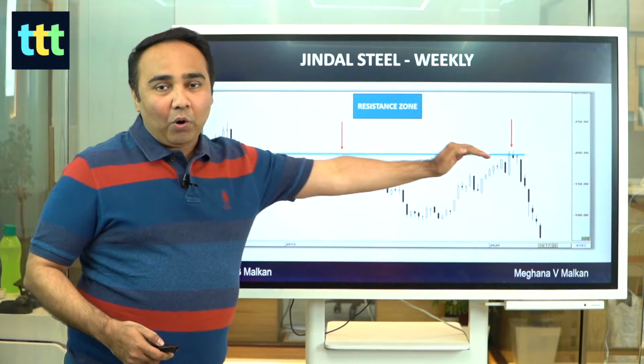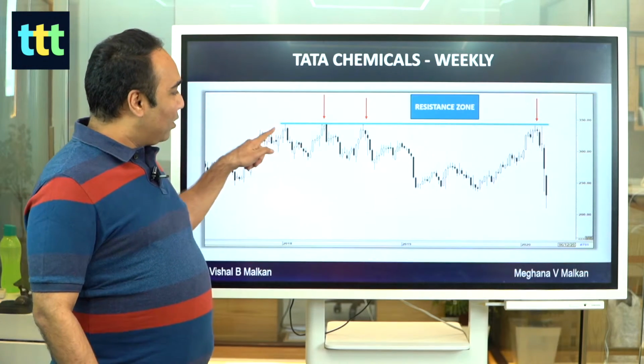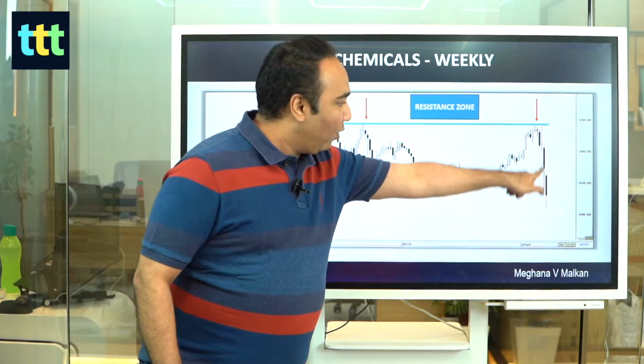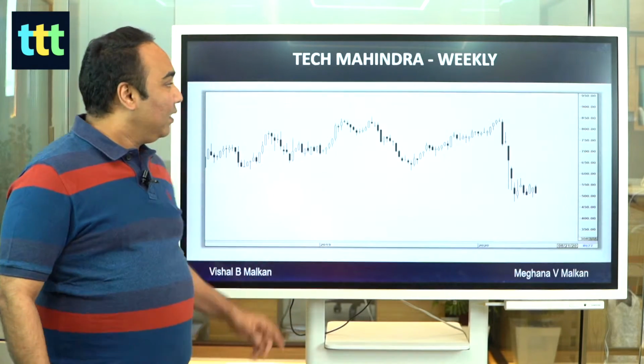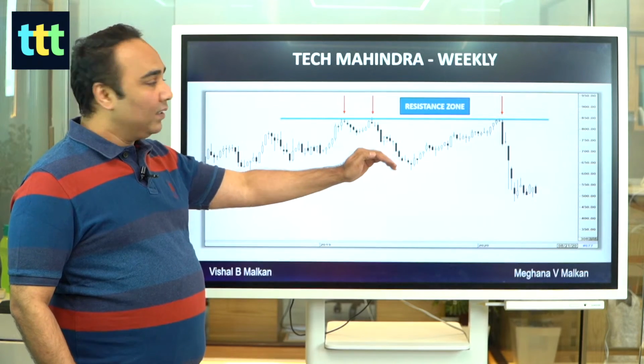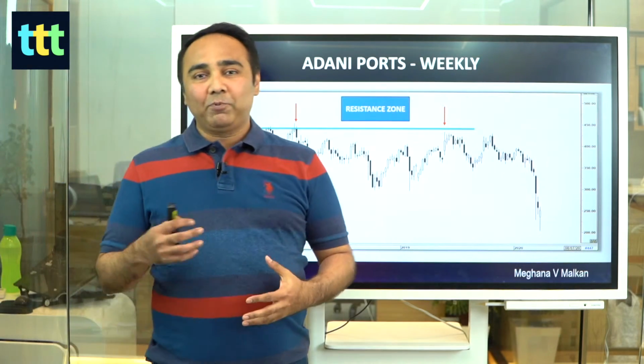So resistance zone, and one more, 1, 2 and 3. Every time it goes there, 1, 2, 3 and 4. So it's a shorting opportunity as soon as you get a confirmation. One more shorting opportunity, right? And like that, you can keep going on, and I can talk about supports and resistance.